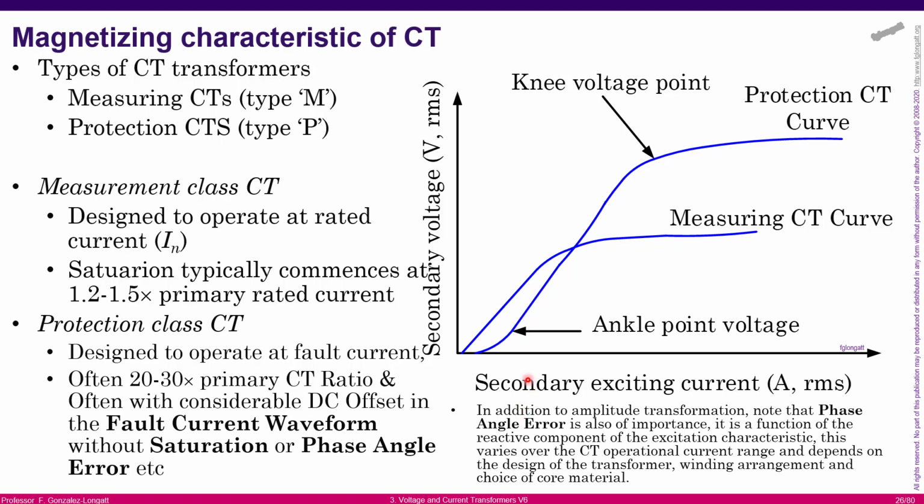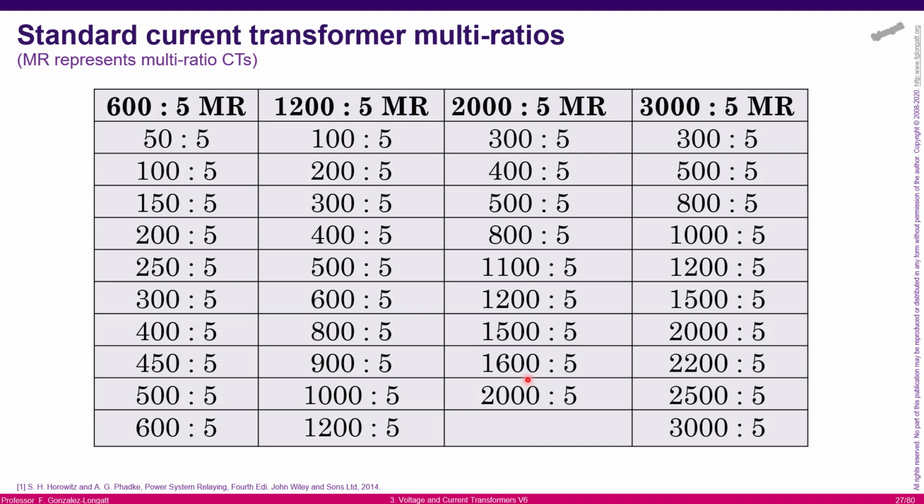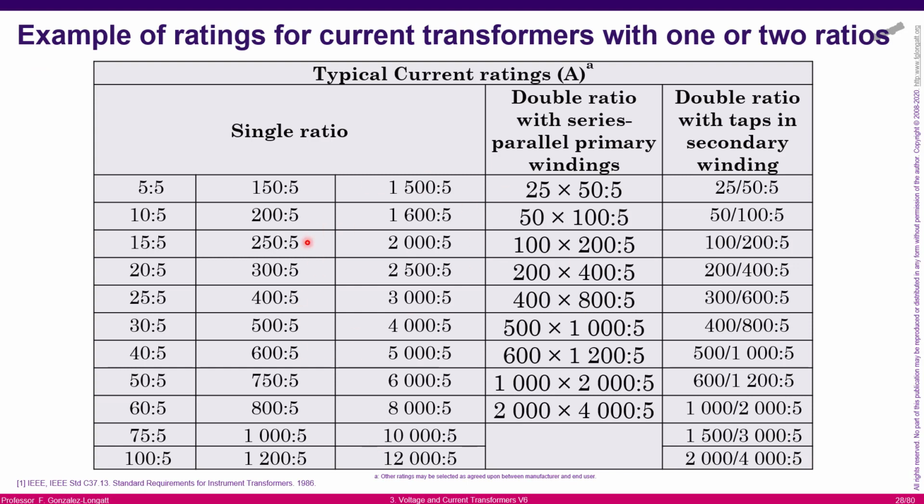Okay. Current transformers are standardized. What I'm trying to say is, if you need to buy or specify a current transformer, they have very specific transformer ratios. In this case, I am presenting a couple of tables taken from the Horowitz and Phadke book, but as you can see, the secondary winding is mainly 5 amps, and that means those CTs are used in America. Also here, there are more standardized transformer ratios.